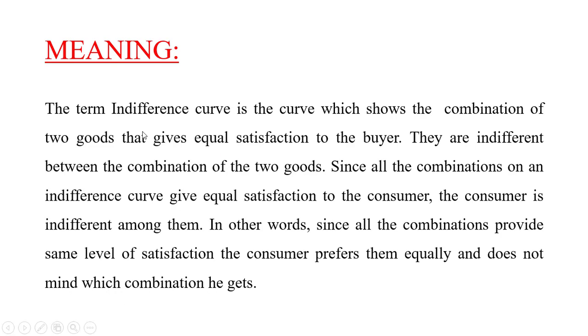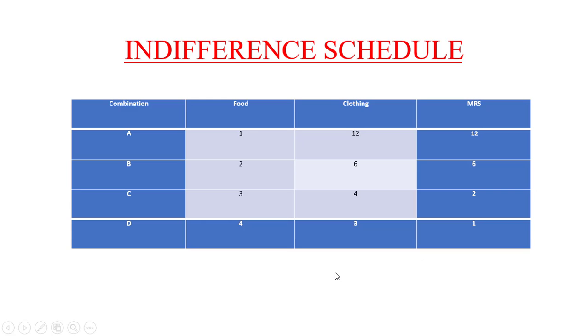The meaning of this indifference curve will be much clearer with the help of a diagram and a table. Now see here, this is an indifference schedule. What is an indifference schedule? Whenever you see a schedule, that is the tabular form of representing something.